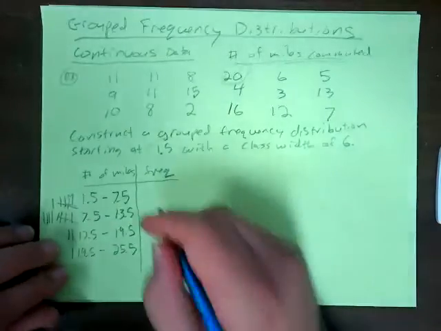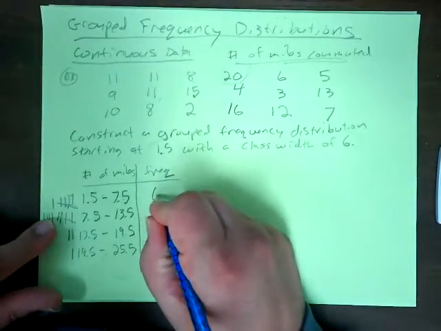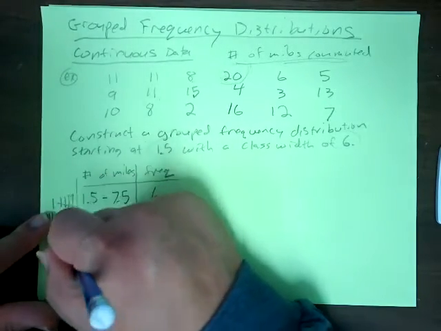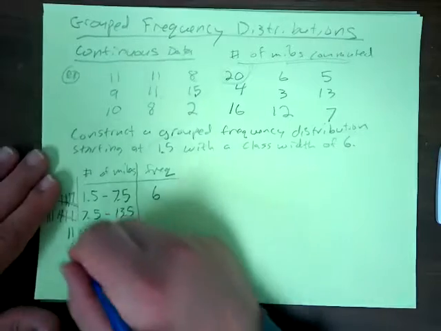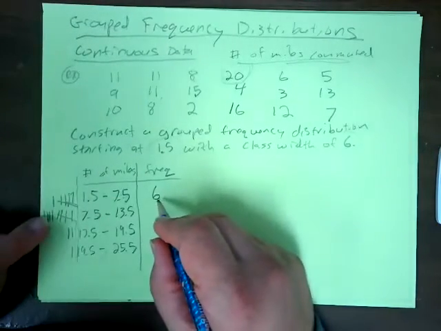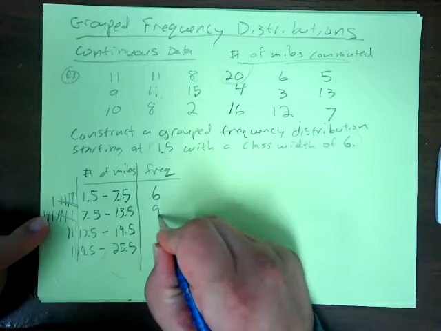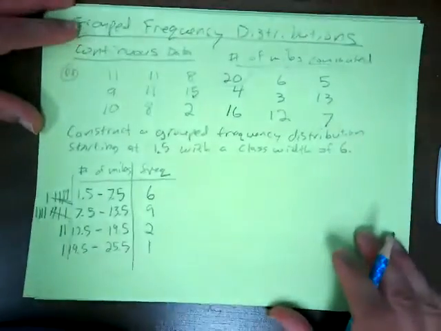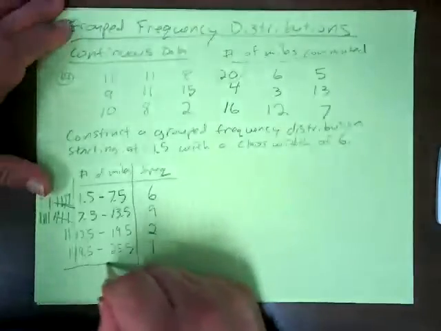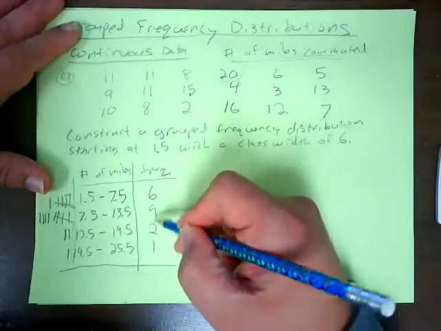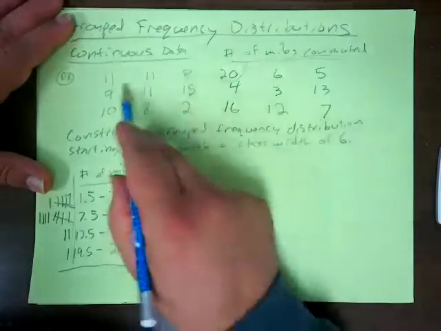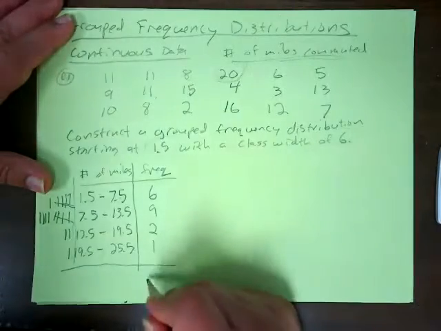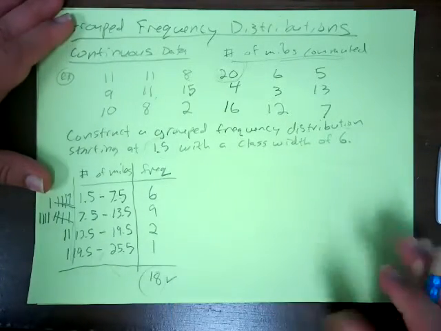Okay, so now you can see I have 6 observations in this class, and I could kind of draw a little line here if I wanted to, so it's not so confusing. I got 6 observations, 9 observations, 2 and 1. So again, I want to make sure I haven't missed any here, so what I can do is add these up. So 15 plus 3 is 18, and I have 18 values here. I got 3 rows of 6. So this checks here, so we're good.